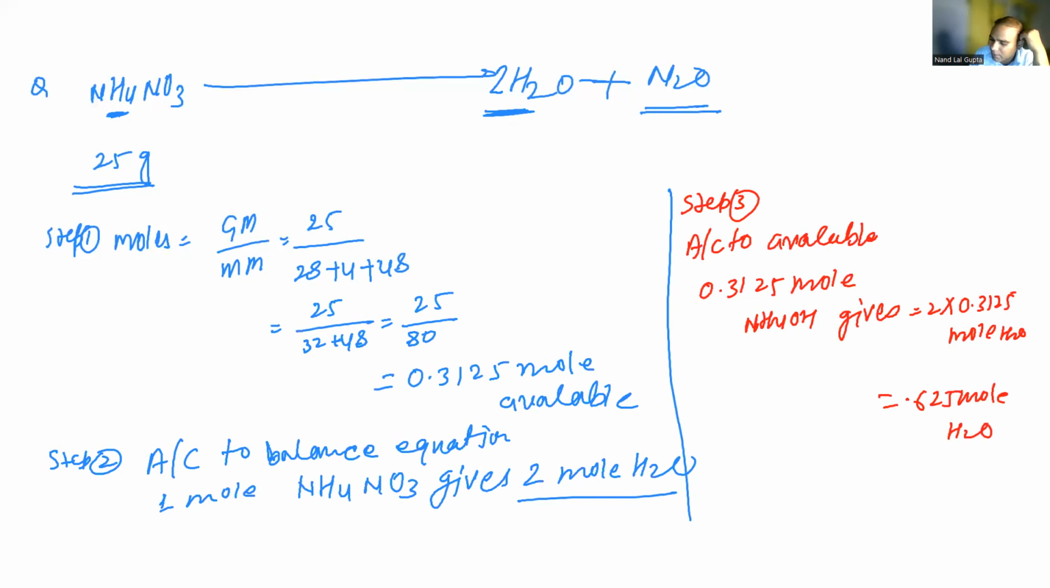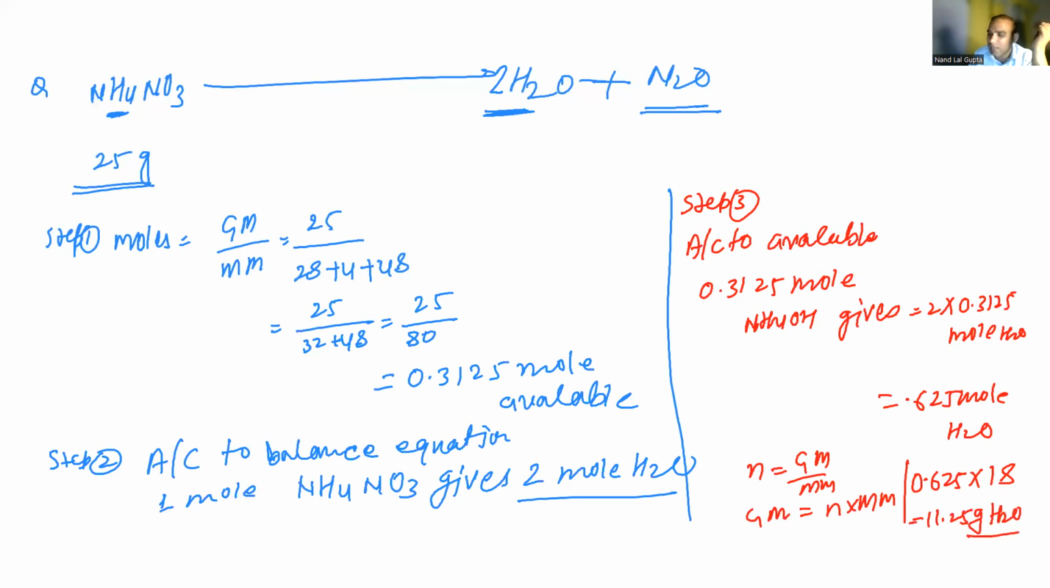Now the amount you can easily find. So n is equal to given mass upon molar mass, so given mass is n into molar mass. Here 0.625 multiplied by molar mass 18. If you multiply, 11.25 gram H2O. Can't you understand this, Arav? Yeah, I got it, sir. Audible? Yes, sir, audible.